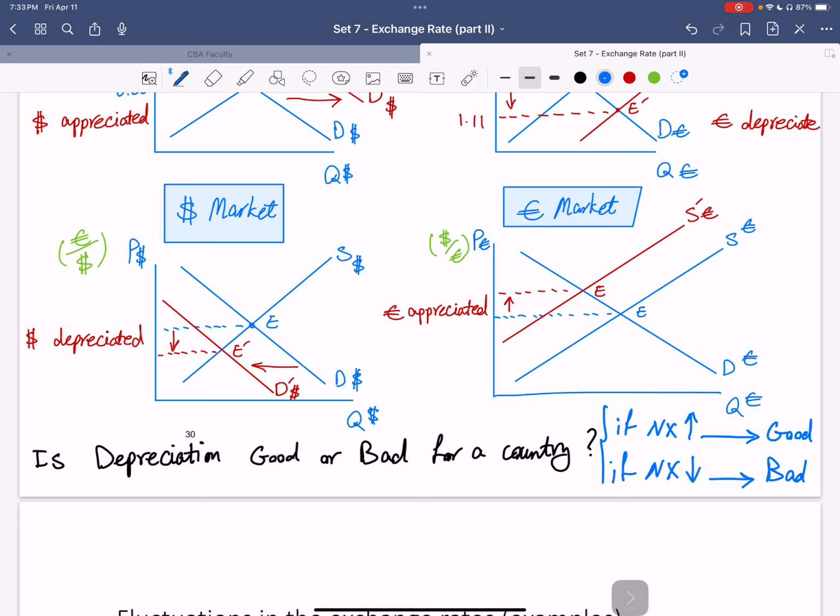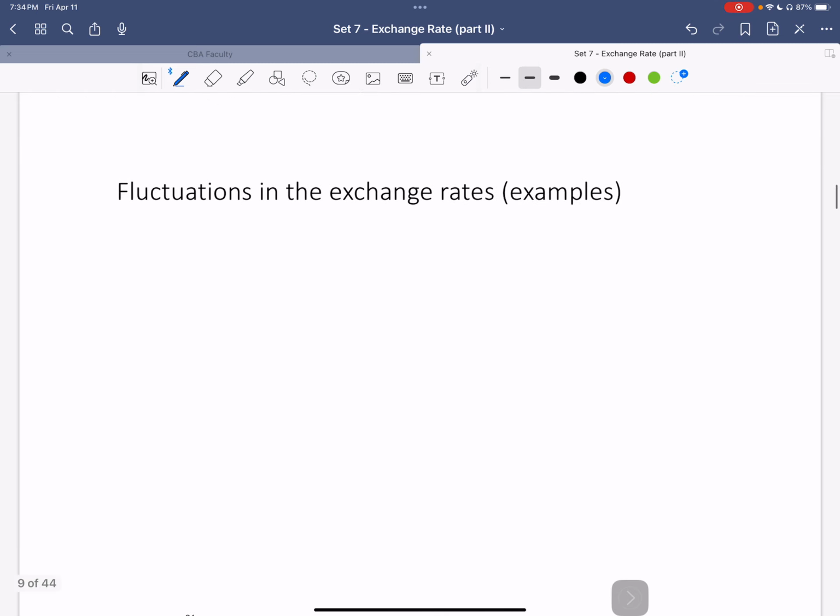So, appreciation of the exchange rate or depreciation of the exchange rate. Let's look at some examples. Appreciation means an increase in the value of the currency, and depreciation means a decrease in the value of the currency. So now let's look at an example.